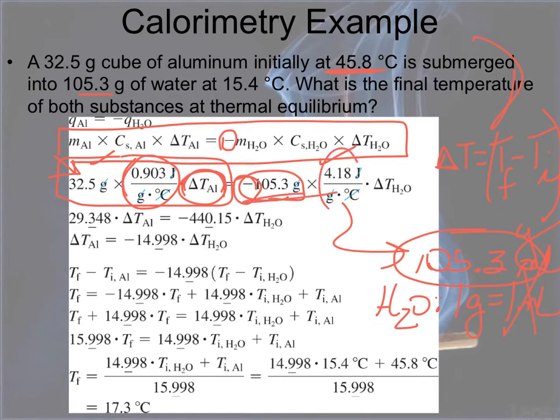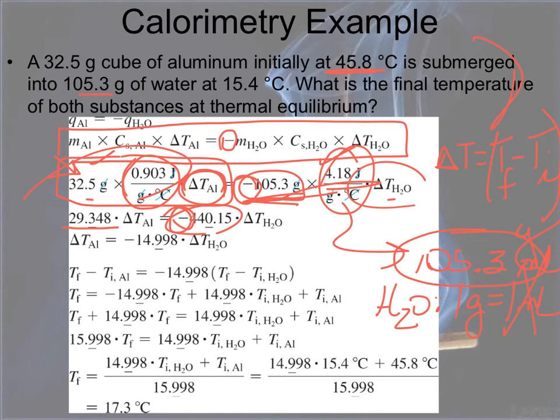All right, so here's the grams of water, 105.3. Specific heat capacity of water is 4.18. And of course, we don't know delta T for water yet either. Let's go ahead and simplify the rest of the math, and then I'll show you how to handle the delta T's. So if you multiply 32 times 0.903, you get 29.348. Same thing on the right side. Don't drop that negative sign. It's tempting to do. Multiply 105.3 times 4.18, and you get 440.